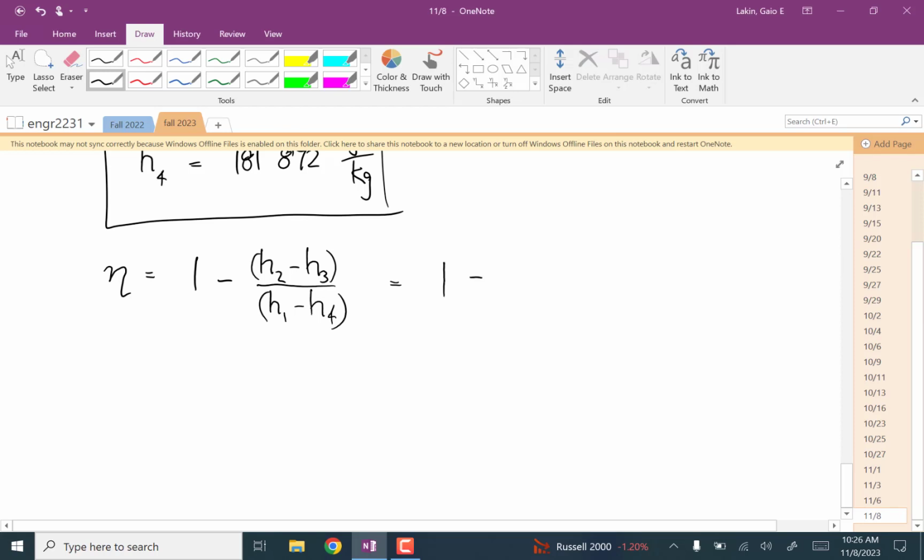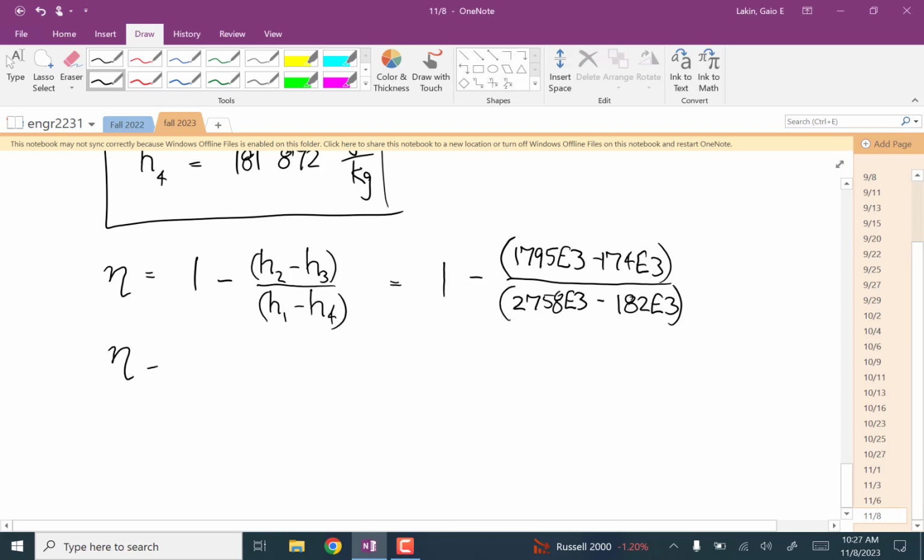So that's 1 minus, just plug these in, 1795 times 10 to the third minus 174 times 10 to the third, divided by 2758 times 10 to the third minus 182 times 10 to the third. And you get an efficiency of 0.371.